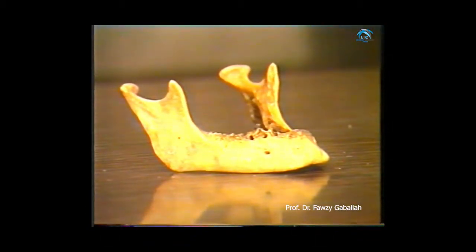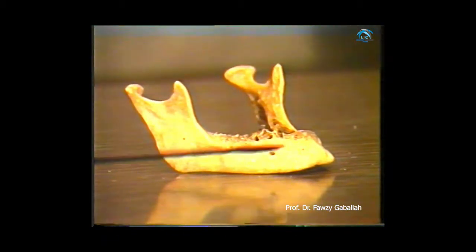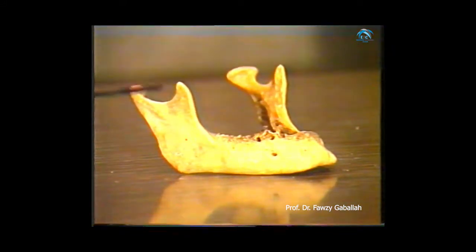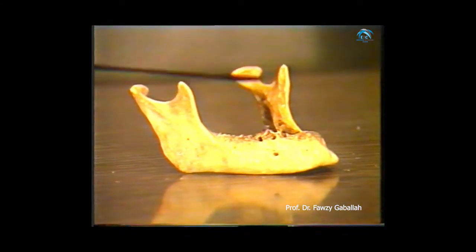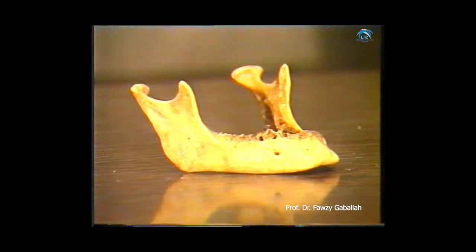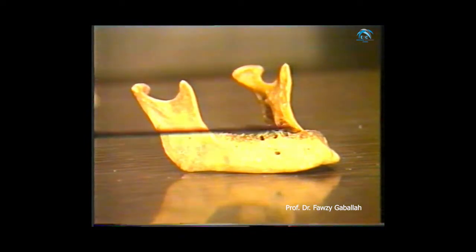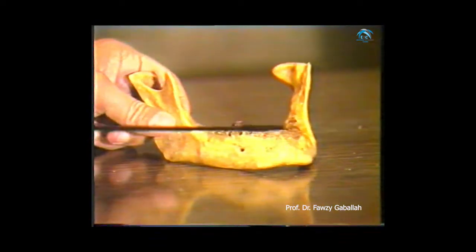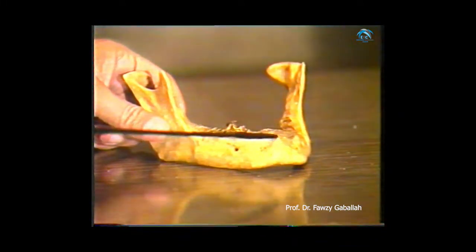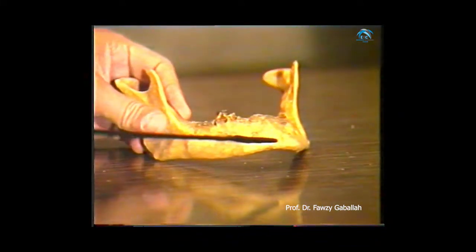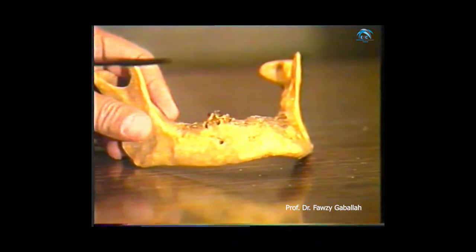Now we are going to describe the mandible. The mandible consists of a body and two rami. The two halves of the body of the mandible meet each other in the median plane at the symphysis mentae, which ossifies by the end of the first year of life.